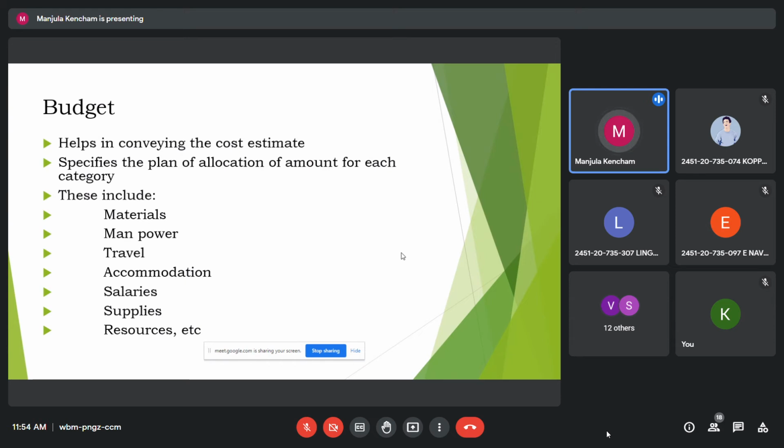So when you're talking about all those phases, you must consider including the materials, the manpower, travel, accommodation, salaries, etc. How are you procuring the resources? How much would be the logistics cost? How much are you going to pay them? Is the payment to be made on a weekly basis or a monthly basis or a quarterly basis, etc.?